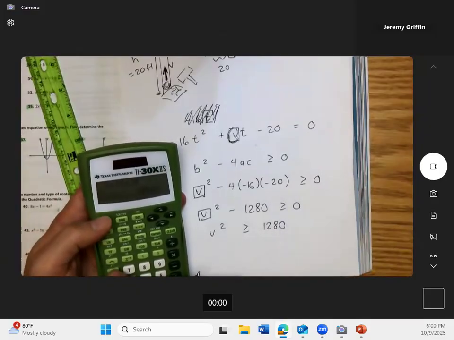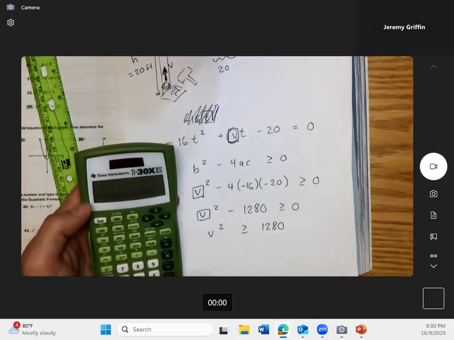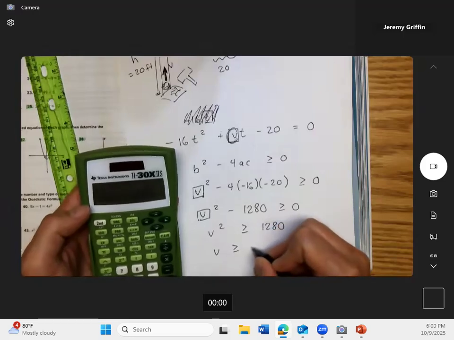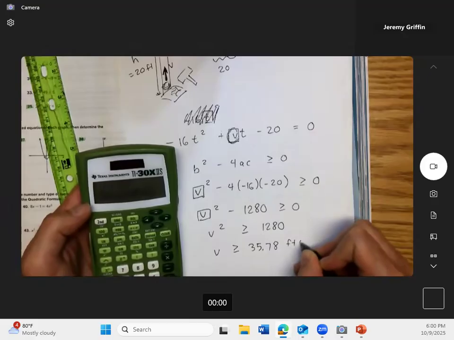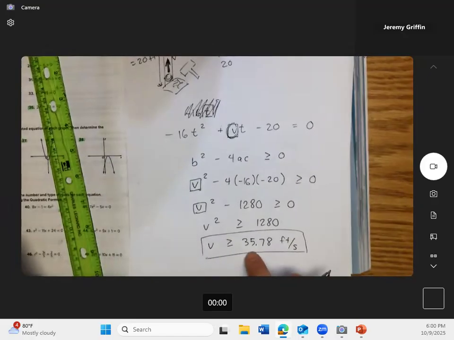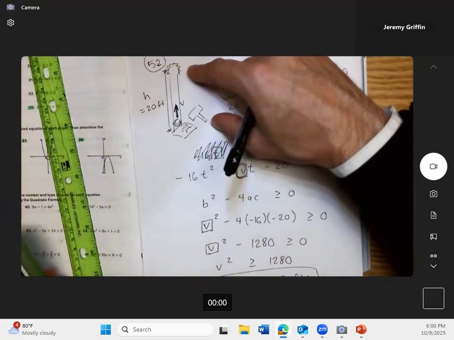And then square root. I'll just take the positive value, since you're trying to hit it upwards. What's the square root of 1280? So b has to be greater than or equal to 35.78. And that would be feet per second with units, right? So if you hit it at that speed, 35.78 feet per second, it'll just barely get to the top. Bing, you win the prize.